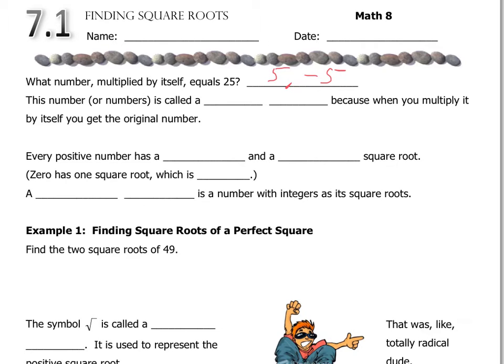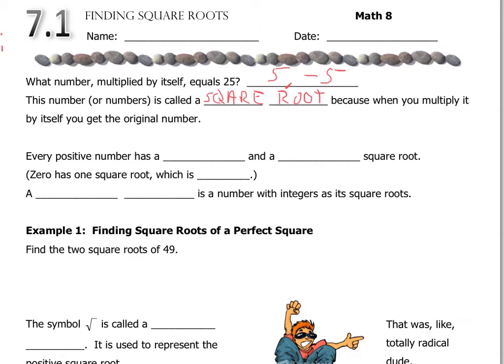So this number is called a square root. It's called a square root because when you multiply it by itself, you get the original number. So 5 times 5 is 25. Negative 5 times negative 5 is also 25. So 5 is the square root of 25. Negative 5 is also the square root of 25.